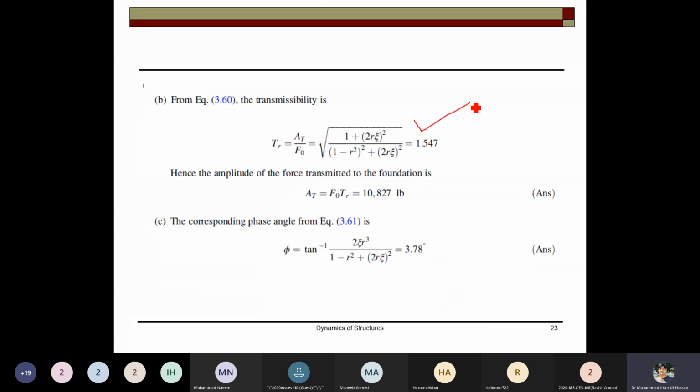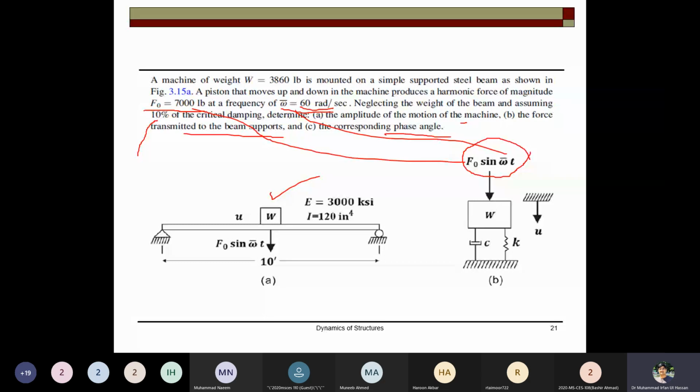transmissibility function. Transmissibility, it means that 1.5 times the force is transferred to the ground, and applied loading was 1000. So the total force transferred will be equal to F naught into TR. F naught is, let's say, 10,000, so multiplied by the TR. So this is the force. F naught कितना था? 7,000.